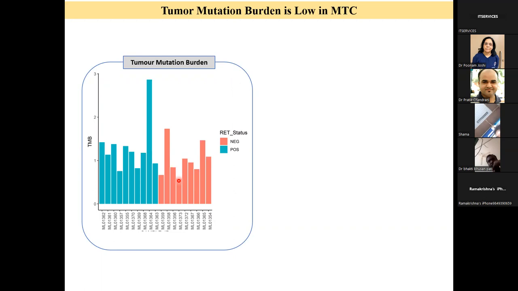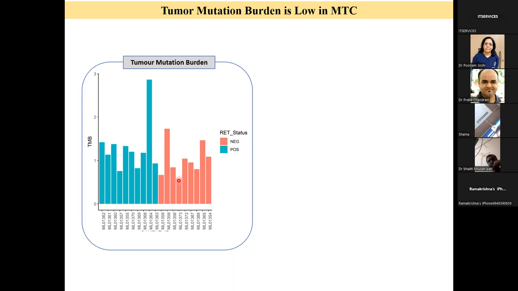And this is a good indicator of the overall complexity of a particular genome. This is also a good indicator for therapeutic response in immunotherapy in various different tumor types. A higher tumor mutation burden, more than 10, is a generally used cutoff for immunotherapeutic response. And this data shows that thyroid, medullary thyroid cancer particularly, does not have a higher tumor mutation burden.